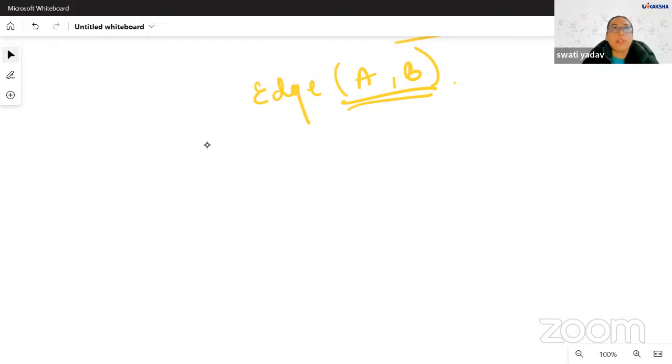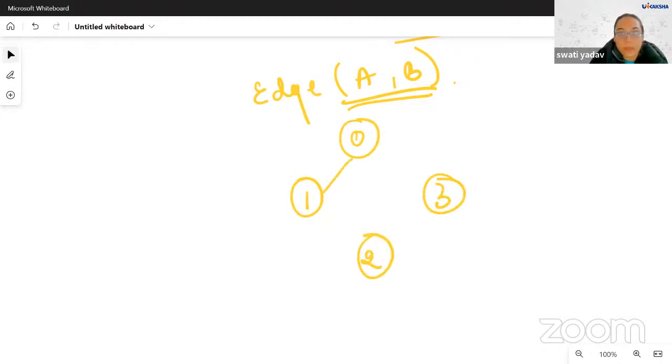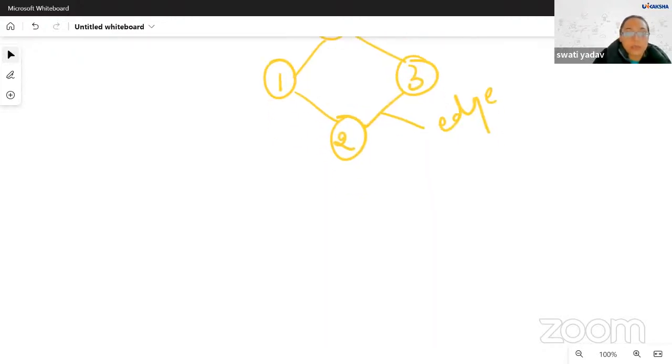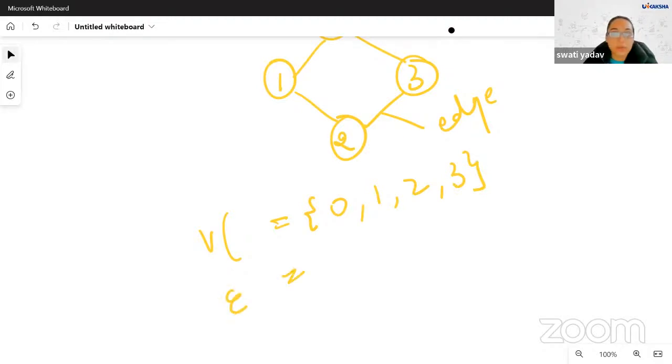Now, let's give you an example, and you tell me what are the vertices and what are the edges which are formed over there. It's a very simple one. 0, 1, 2, 3. I'll tell you that these are vertex and this is an edge. Now tell me, how many vertices are there? You have to make a set of it, right? We have 0, 1, 2, 3. These are the vertices.